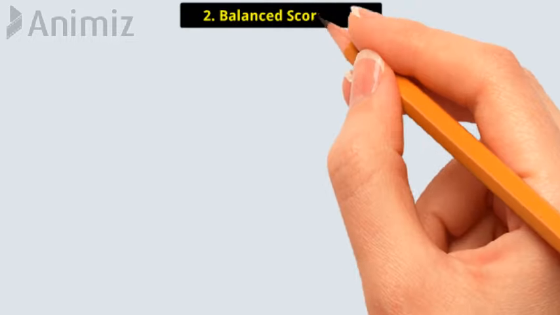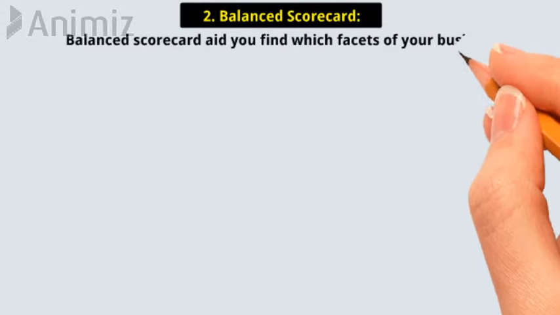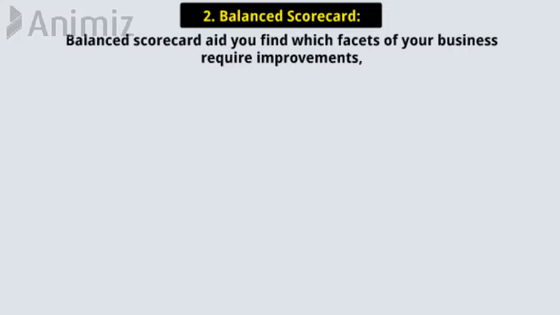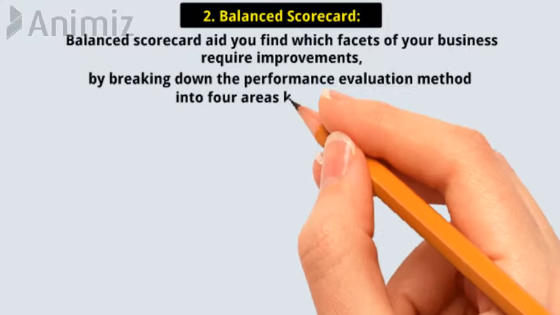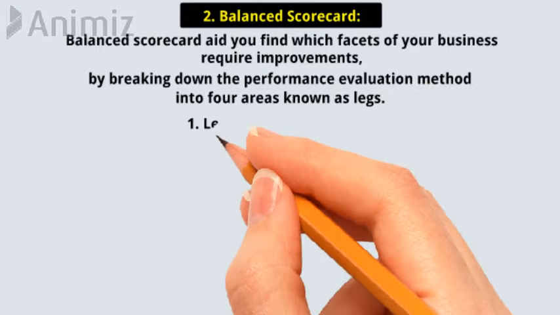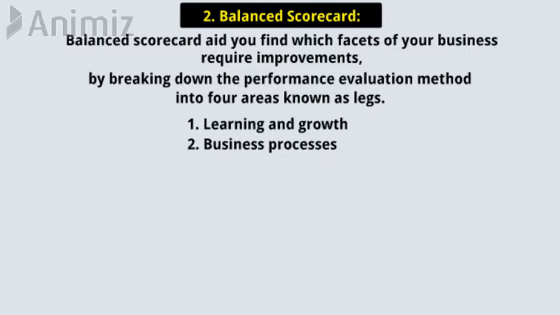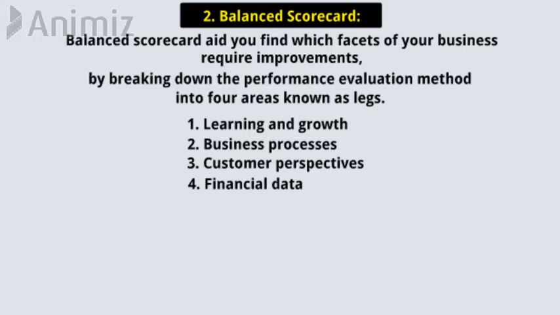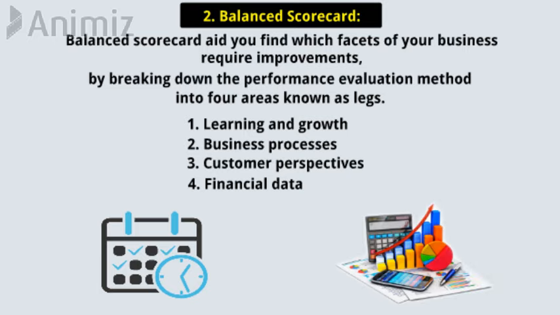2. Balanced Scorecard. Balanced Scorecard helps you find which facets of your business require improvements, by breaking down the performance evaluation method into 4 areas known as legs. These areas are learning and growth, business processes, customer perspectives, and financial data. This method can generate timely reporting mechanisms that show all statistics associated with the growth of the company.